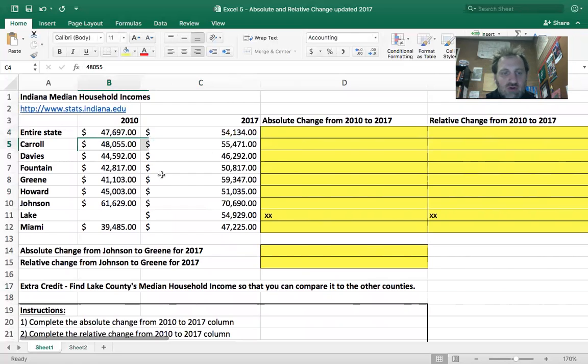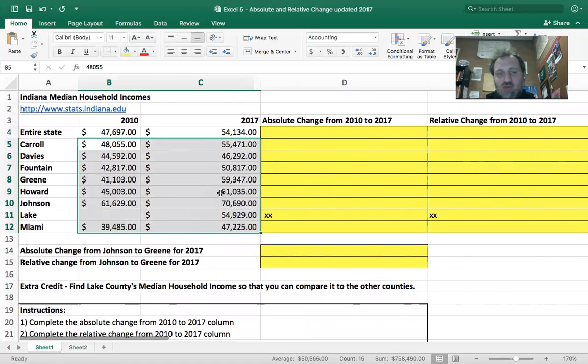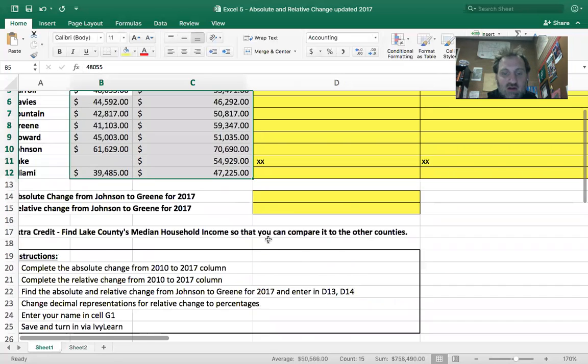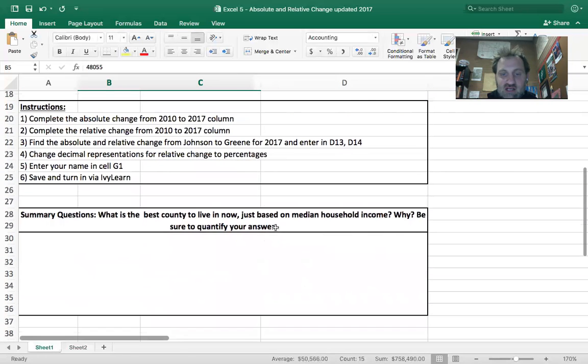What I want you to do is go look at these counties and say, which of the counties do you think you'd like to live in? Based only on median income. That's all the numbers that you have. But I wanted to emphasize here something I said in class, which is to be sure to quantify your answer. So you're saying, I would like to live in blah county, and I chose that county because blah, and somewhere in that blah, you need to have a number. That's it. Okay, submit that.